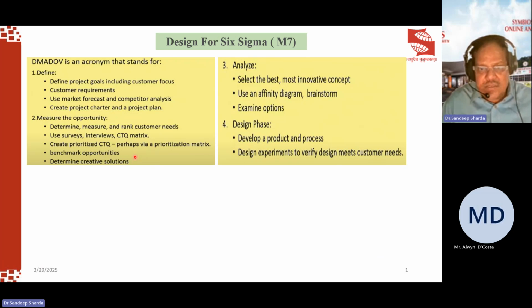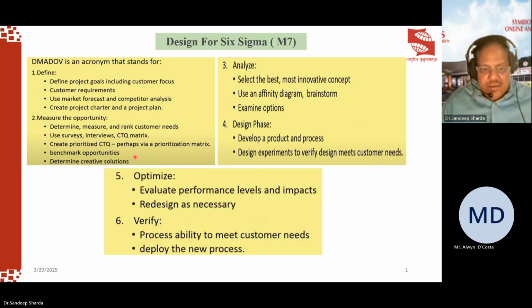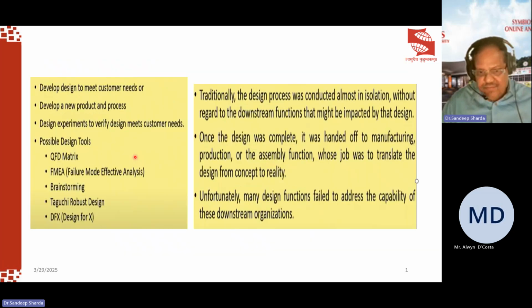So Design for Six Sigma is another type of Six Sigma process in which you go for new product development, innovations, or maybe some radical changes in parts, systems, or services that have already been developed. And as far as DMAIC is concerned, that is for the existing system, if there are small changes or small problems arising, so on a continuous improvement basis you use DMAIC. Then optimize: evaluate the performance levels and the impact, then verify the process's ability to meet the customer needs and deploy the new processes.